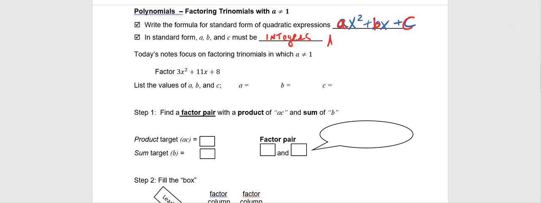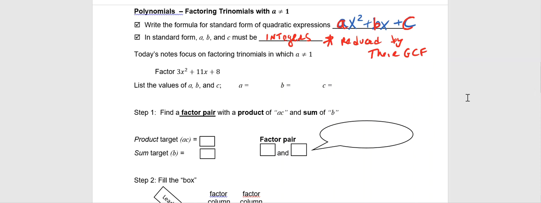But more importantly, we want to make sure they're reduced by their GCF, by their greatest common factor. So if a, b, and c share a common factor, before we can go about factoring the trinomial further, we need to strip out that greatest common factor, factor it out separately. Okay, that's not going to be the case in these examples today.